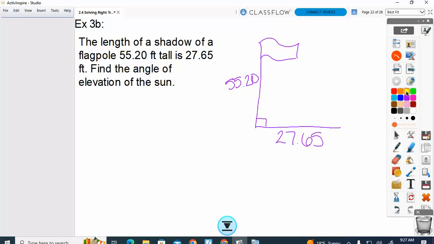So we know the sun is up here. Angle of elevation starts at a horizontal and goes up. Isn't my ground a horizontal? So if I'm starting there and going up, I'm just looking for this angle right here. So this time, the angle is inside my triangle. What trig function would we use there?